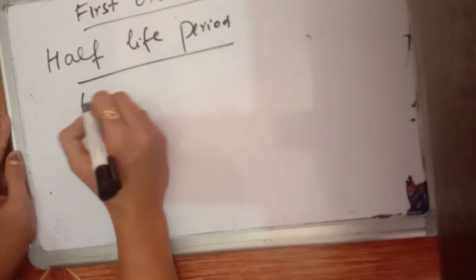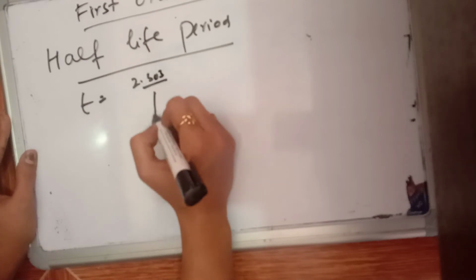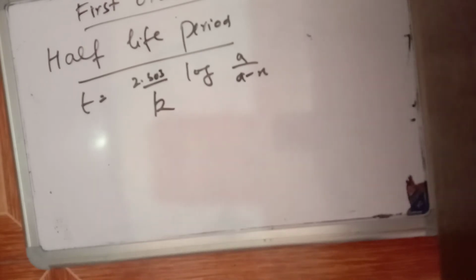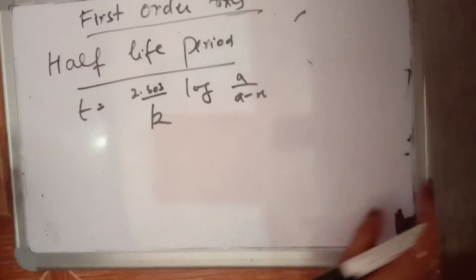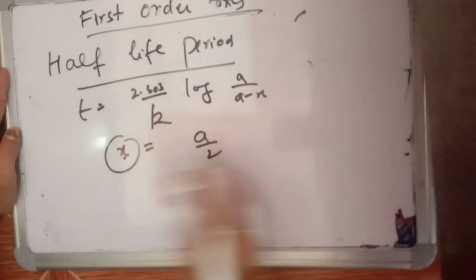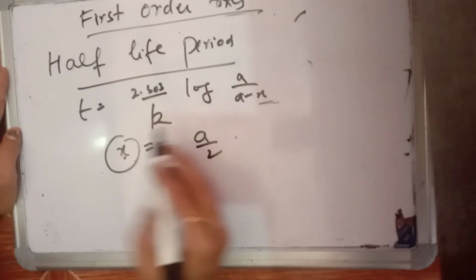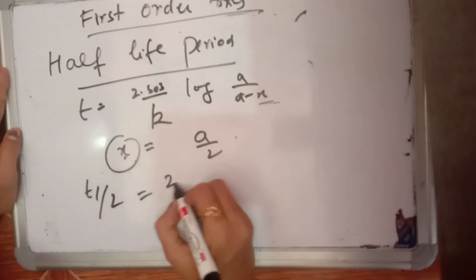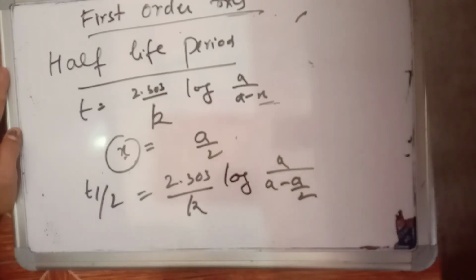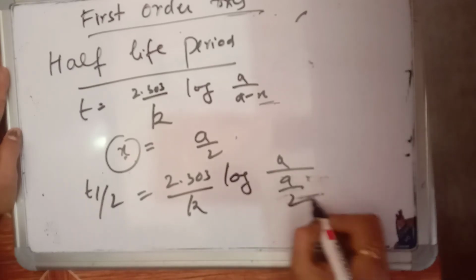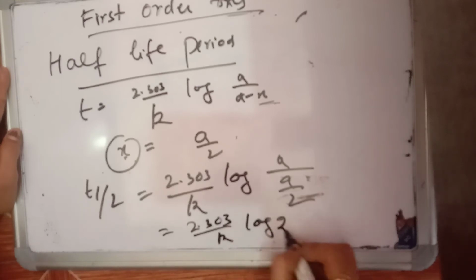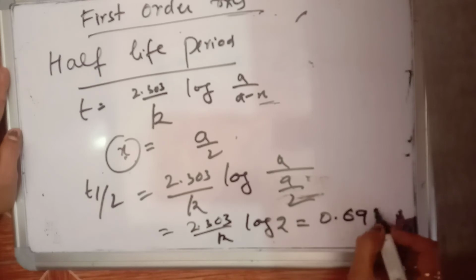Now t is equal to 2.303/k log a/(a − x). Half-life period is when the concentration is reduced to half, or half of the reactant has reacted to give product. This means x will be equal to a/2 because half of the reaction is completed. So I'll take x = a/2. My t-half will be equal to 2.303/k log a/(a − a/2), which is simply a/2. So it is 2.303/k log 2. On solving we get 0.693/k.